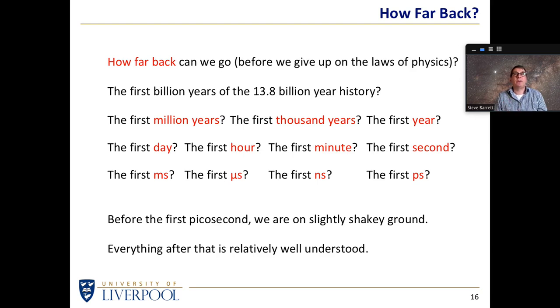And the main reason for that is because we can test our hypothesis. If we think we know what was going on, we can test things in the laboratory to confirm if our understanding is right or not. Before the first picosecond, we really don't understand what was happening. Beyond a picosecond, we think we're okay.